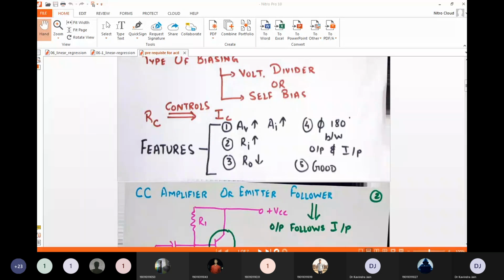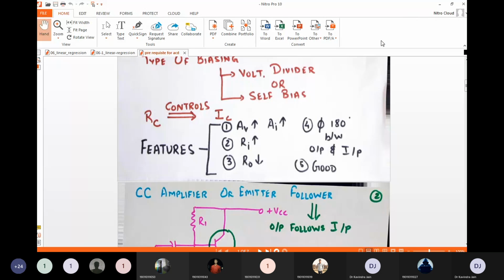Along with it, the input resistance or input impedance is high in case of RC coupled CE amplifier, and the output resistance is quite low. As you can see in the circuit also, the input and output are with a phase difference of 180 degrees. Fine. So these are the basic features of a RC coupled CE amplifier.